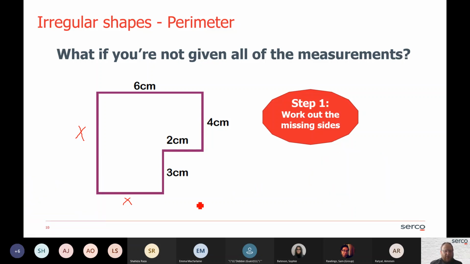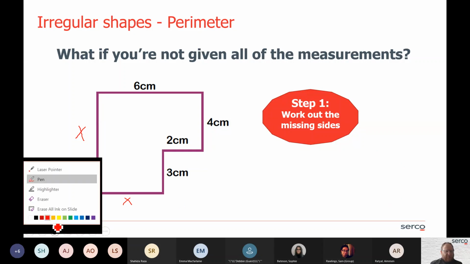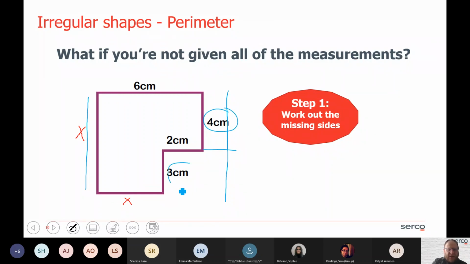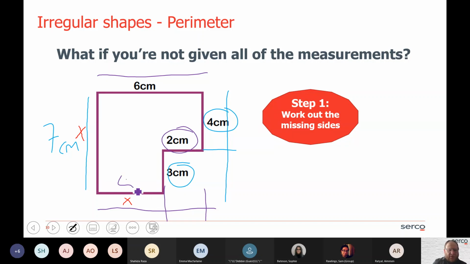So just for ease, let's see if we can change the color of the pen. Let's go for a blue pen. So this side all the way down here is obviously the same as this side down here. And we can see that this side is 4 centimeters and 3 centimeters. So if we add them together, we can see that this side is 7 centimeters. Let's change color again. So let's go to purple. So all along here is 6. So all the way along here must be 6. But we haven't got this bit here, which we can see is 2 centimeters. 6 take away 2 is 4. So this section here must be 4 centimeters. So I've done that quite quickly, but hopefully that made sense to people.